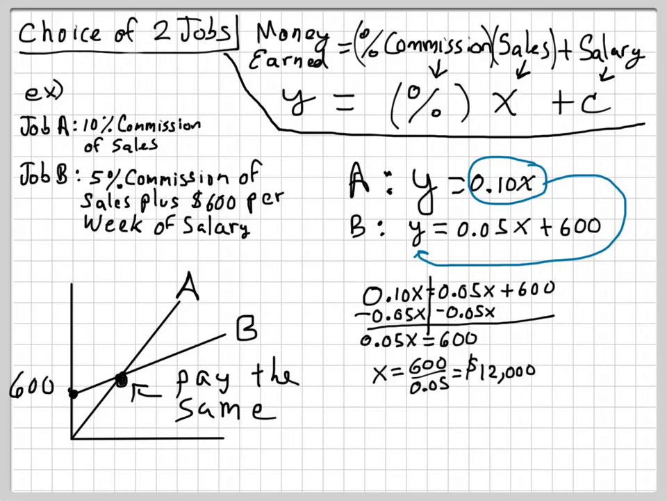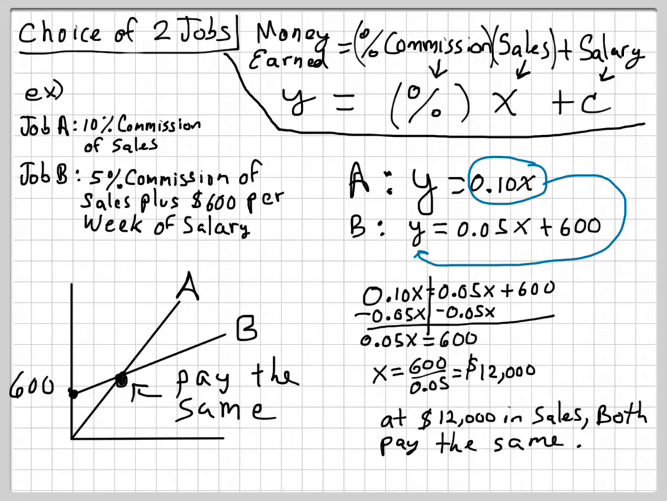Now remember at the top of the screen here, I'm using x to represent sales, or the merchandise sold, and it's important to be able to interpret the results that you get back into the context of what's going on within the real world here, back to the context of the jobs. So x is equal to 12,000. It's indicating that at $12,000 in sales, both of the jobs pay the same.